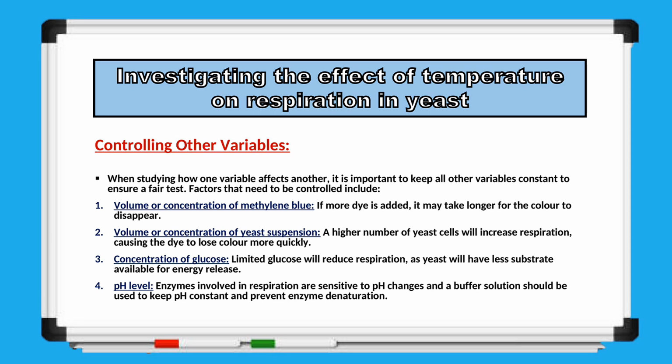Similarly, the volume or concentration of yeast suspension should be consistent because a higher number of yeast cells increases the rate of respiration, causing the dye to lose color more quickly. The concentration of glucose must also be controlled, since limited glucose reduces respiration by providing less substrate for energy release. Finally, the pH level needs to be maintained, as the enzymes involved in respiration are sensitive to pH changes. Using a buffer solution helps keep the pH constant and prevents enzyme denaturation.